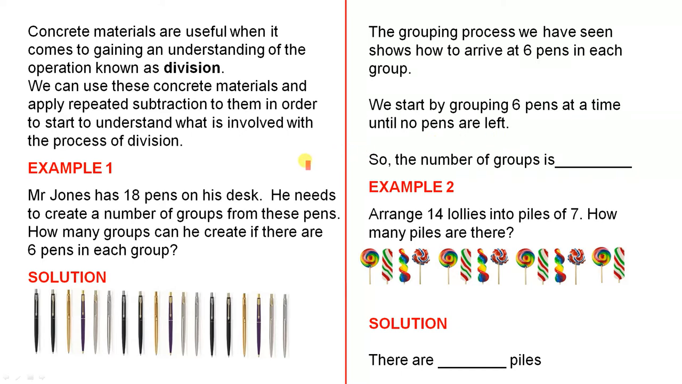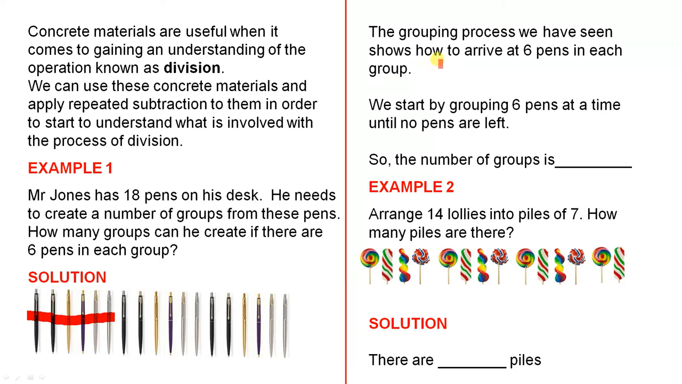Mr. Jones has 18 pens on his desk. He needs to create a number of groups from these pens. How many groups can he create if there are 6 pens in each group? So the solution: we are going to take away 6 pens at a time. So let's cross off 6 pens at a time. So we have just crossed off those 6 pens there.